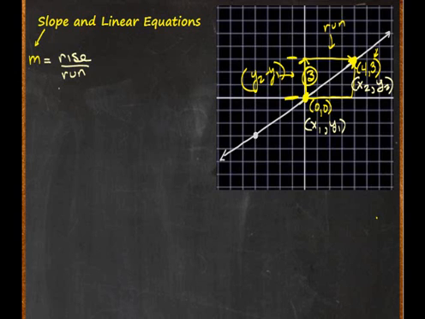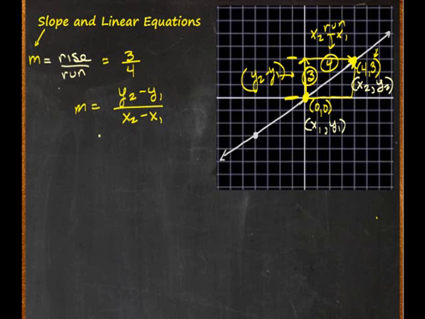Then we said the run was the difference between the x's, x2 minus x1. Now if your x2 is 4 and your x1 is 0, 4 minus 0 is 4. So we know that we have a slope of the rise number, which is 3, over the run number, which is 4, on this particular line. And we know that the general way we came up with that 3 was y2 minus y1 over x2 minus x1. That's how we came up with those numbers. So there is the equation for slope.